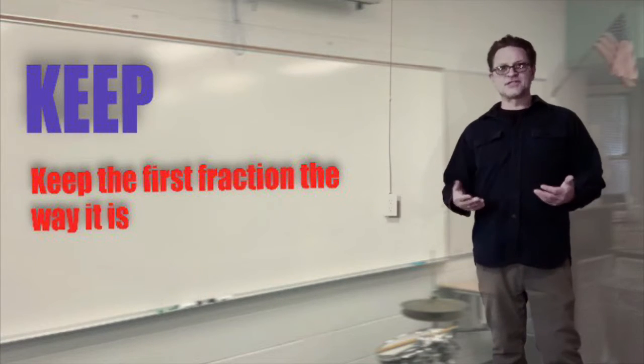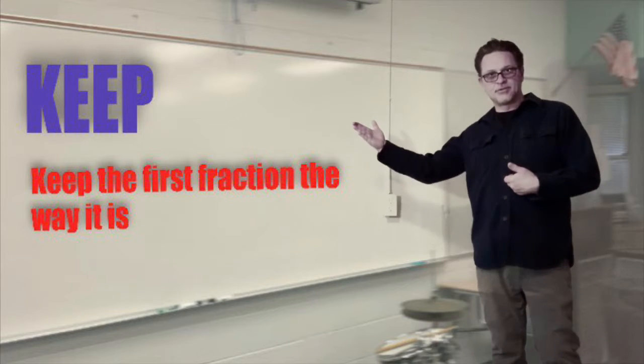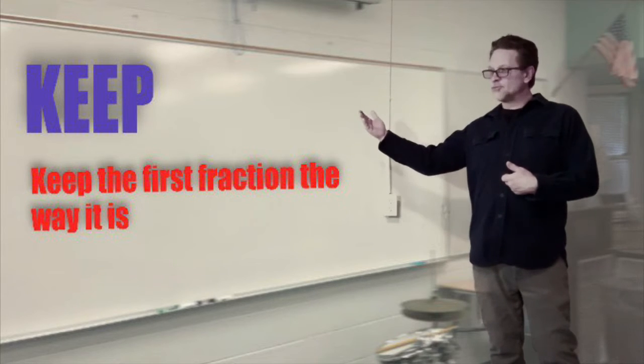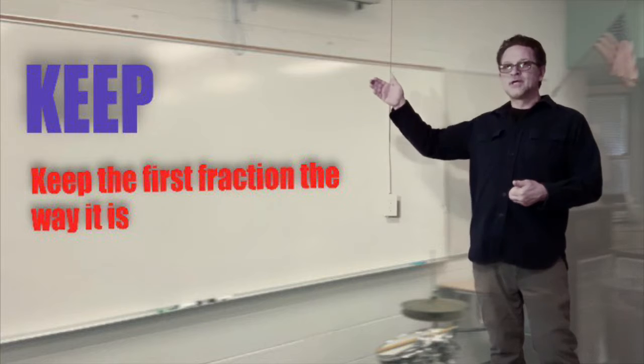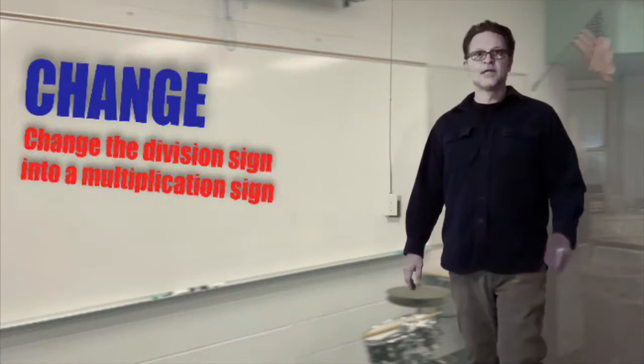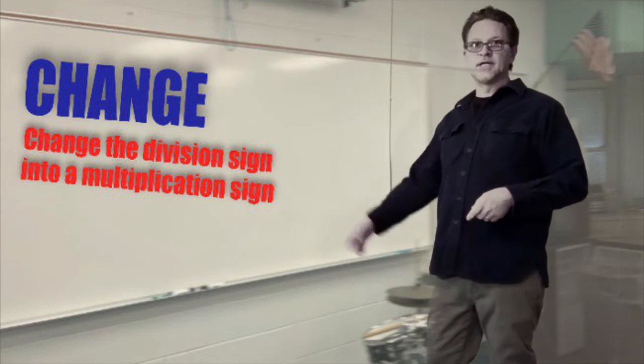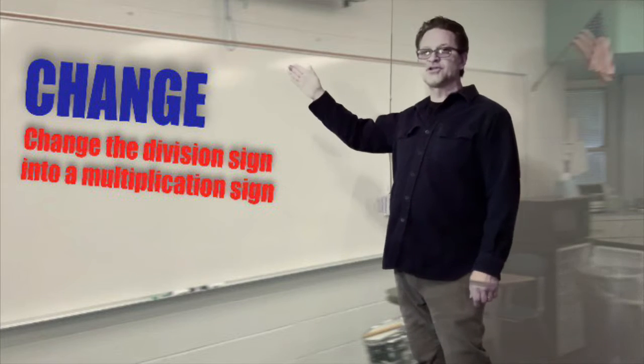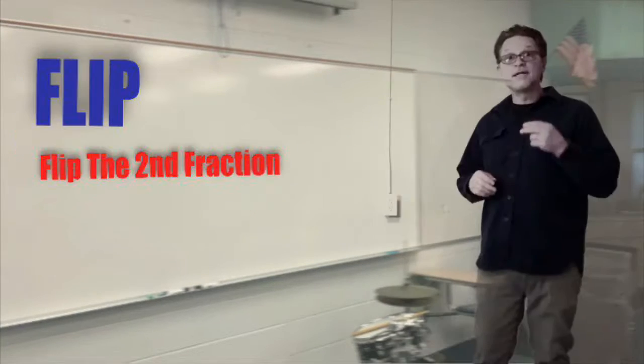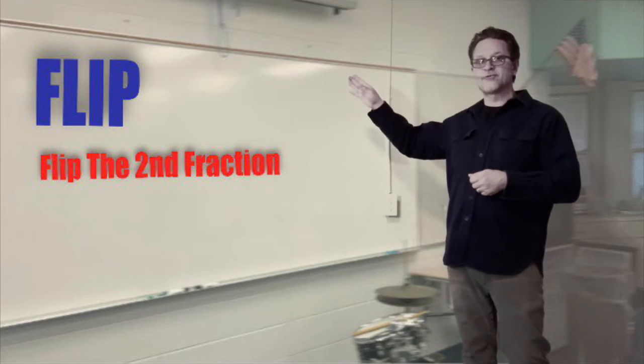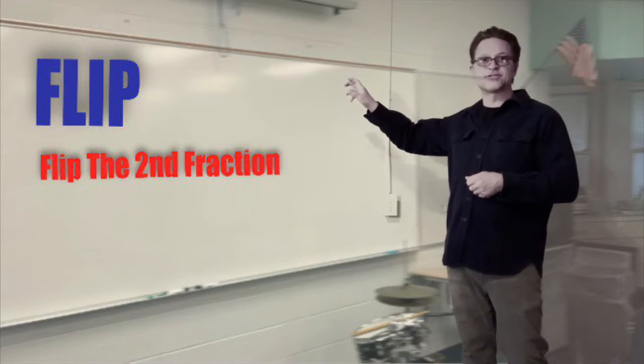So when dividing fractions, the first thing we need to do is keep. Now, when we say we're going to keep, it means we're going to keep the first fraction the way it is. So the second thing that we need to do is change the division sign to a multiplication sign. Next, we need to flip the second fraction. So turn it into its reciprocal.